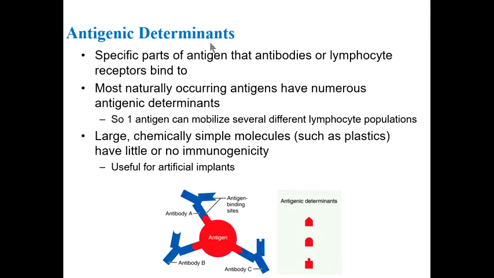An antigenic determinant is part of an antigen. So here's an antigen here, but the determinant is a specific area of the antigen that receptors bind to, that antibodies will bind to, or a lymphocyte will bind to. So any specific antigen can have multiple determinants. Here we can see antibody A binding to this determinant, antibody B to a different location, and so on. So this is a good thing because we can have different lymphocytes or antibodies working to destroy an antigen at the same time.